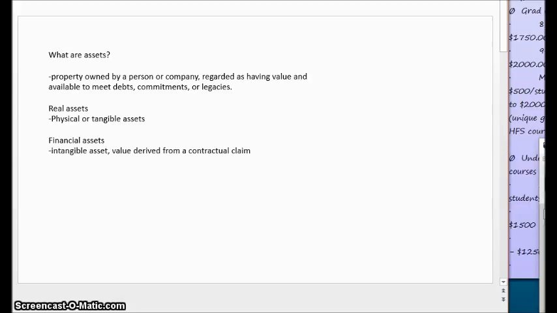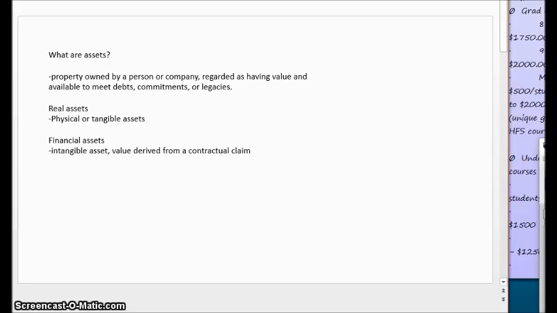Now we also have financial assets. If we personally have a $20 bill in our pocket, physically it's a piece of paper, but there's a contractual claim behind it that's going to give us $20 worth of value, and that's what makes the bill in our pocket valuable to us, makes it an asset, is the contractual claim behind it.